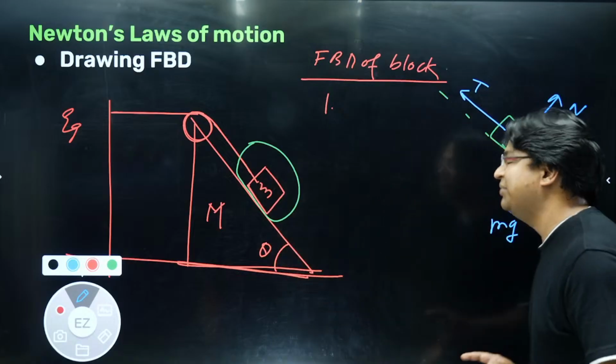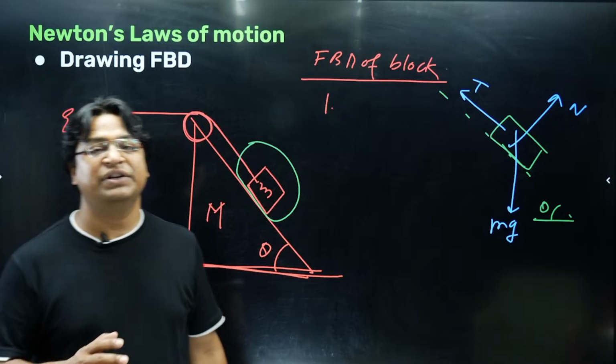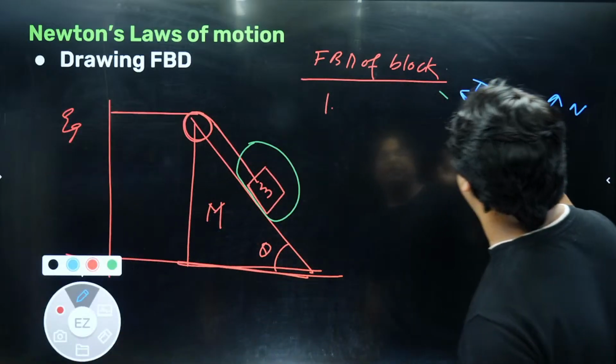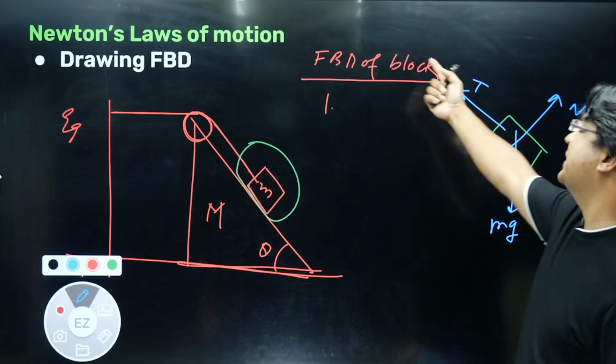How to use the FBD is altogether a different thing. We will learn that. But first we need to practice making the FBD, making the perfect FBD. So that is the FBD of the block right now. This is vertical, this is perpendicular to the incline, this is parallel to the incline.